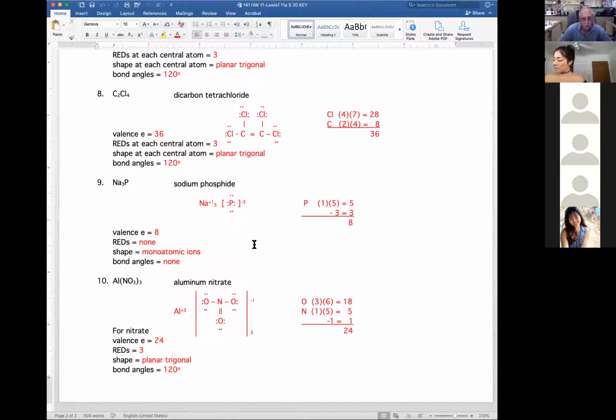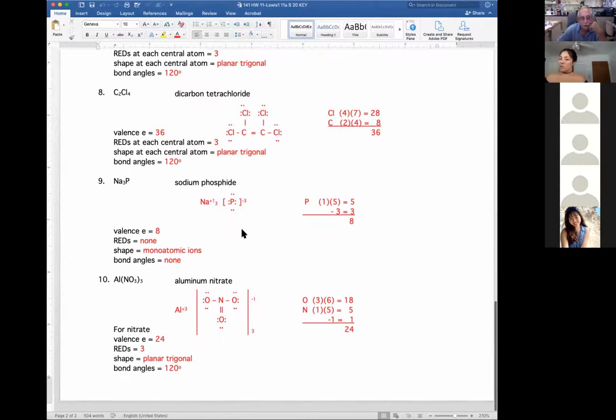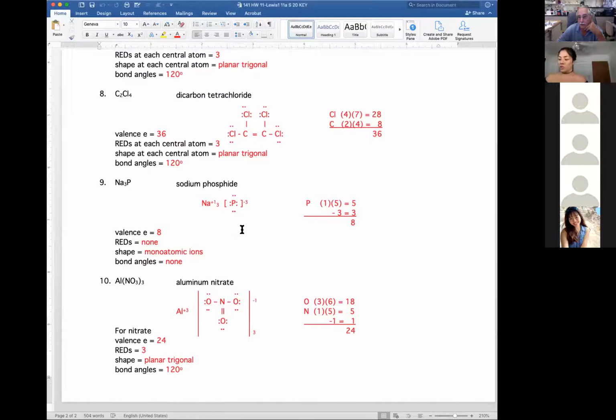So then with sodium phosphide, there is no central atom. So here I'm just trying to get you to understand how we write Lewis structures when there's an ionic bond. This right here between the cation and the brackets represents the ionic bond. As ionic bonds, you wouldn't draw a Lewis structure. I mean, well, this kind of is how we do it. This is the Lewis structure for it.